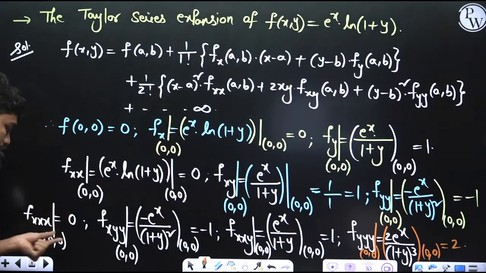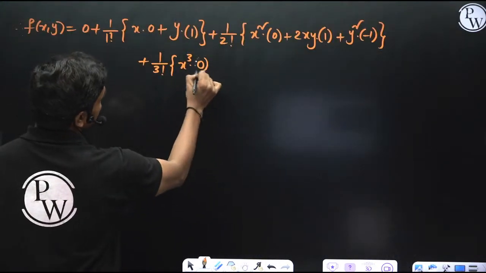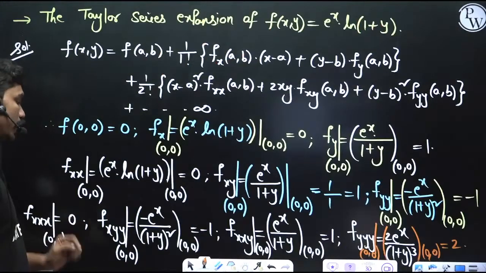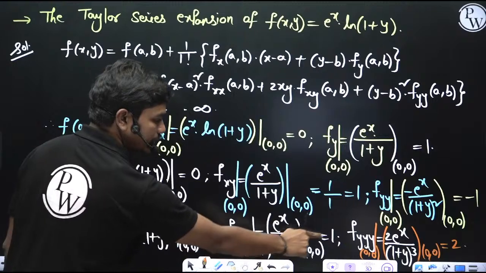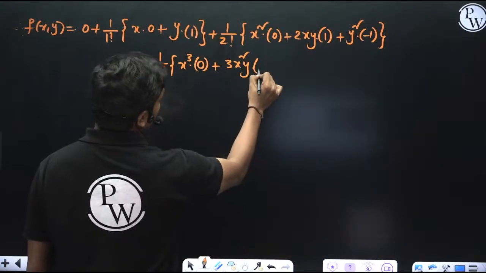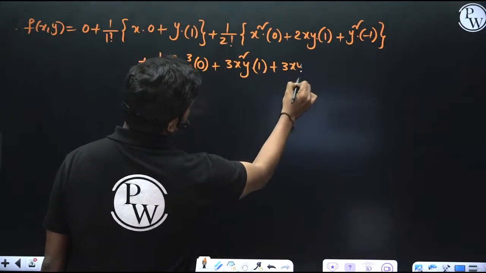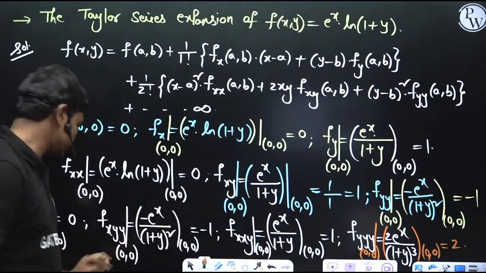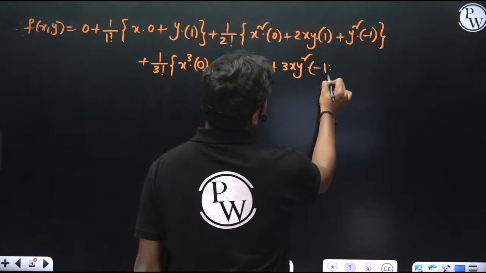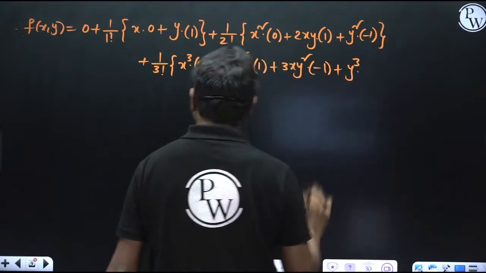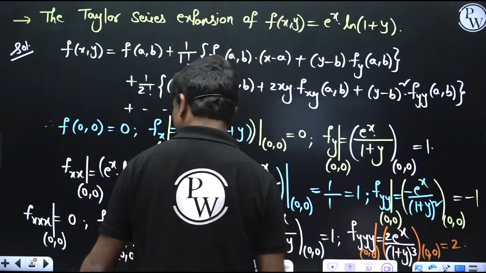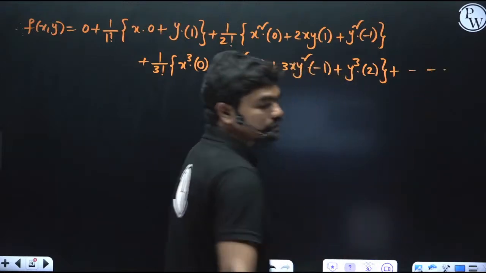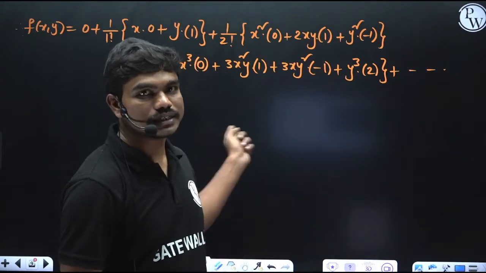So f triple dash of x at this origin is 0, so this is 0, plus 3x square y into f_xxy, which at this point is 1 of course. Plus 3xy square into f_xyy, which at this point is minus 1, plus y cube times f triple dash of y, which is 2 at this point. Okay, and so on. In fact, you can keep generating this series like this.